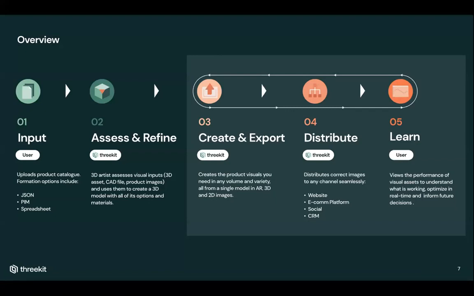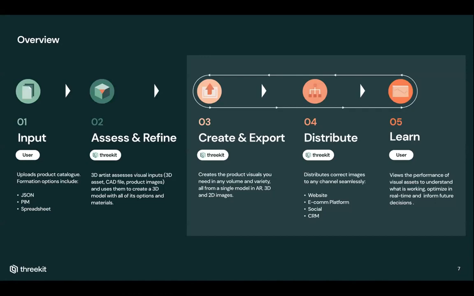Visual inputs also come in different formats. So it could be a 3D asset that you already have in existence. Many companies, brands do not. So CAD files also work. And also, if a CAD file isn't available, even product images. We can start from there and use that to create a 3D model with all the components and options and materials of that particular product.